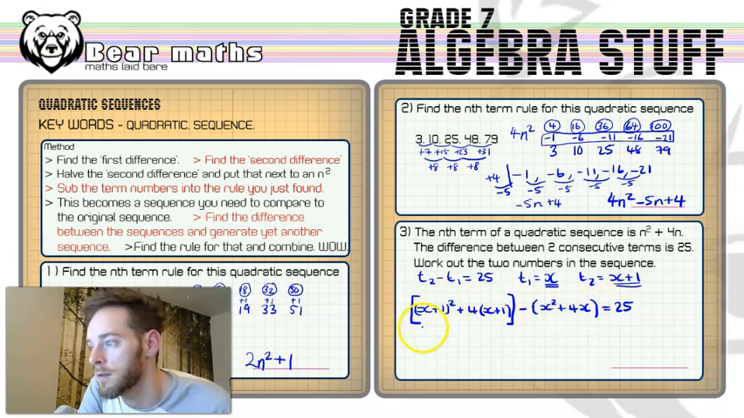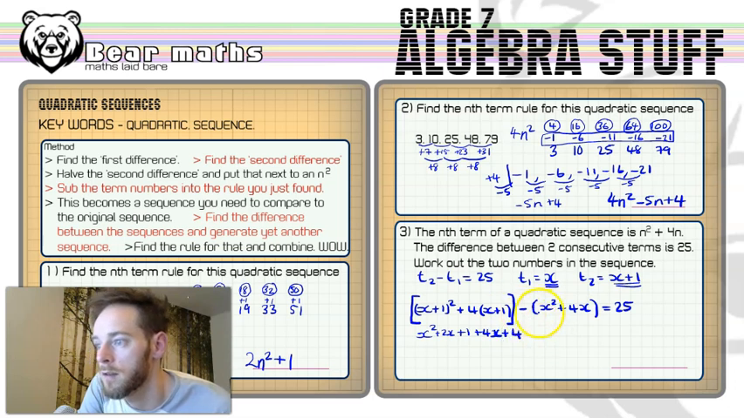I'm going to do this as multiplying double brackets, but I'm going to do it quickly. So x squared plus 2x plus 1, then added to plus 4x plus 4. And then I've got this symbol on the outside of this bracket, which is going to reverse the symbols of the terms inside the bracket. So minus x squared minus 4x, and that equals 25.